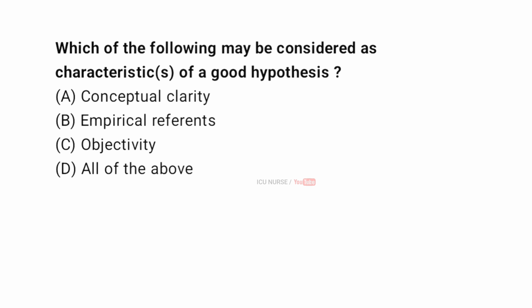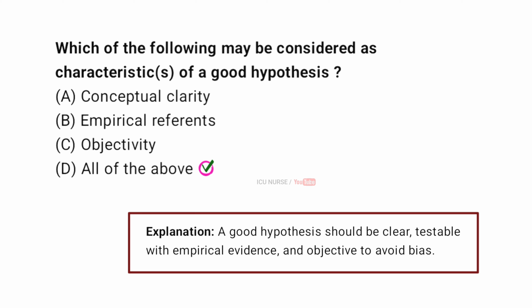Which of the following may be considered as characteristics of a good hypothesis? A. Conceptual clarity. B. Empirical reference. C. Objectivity. D. All of the above. And the correct answer is D. All of the above. A good hypothesis should be clear, testable with empirical evidence, and objective to avoid bias.